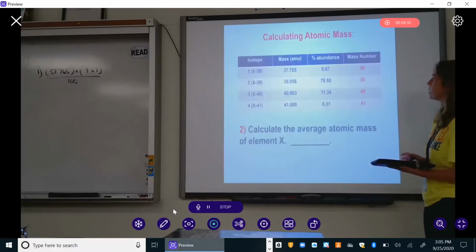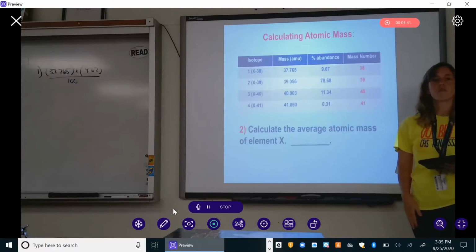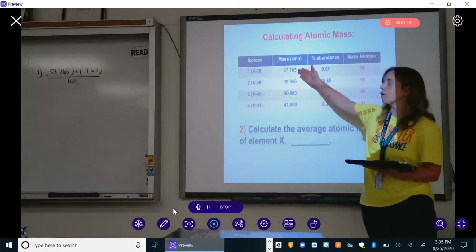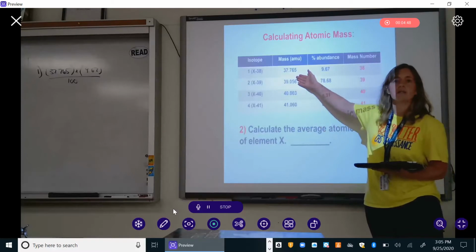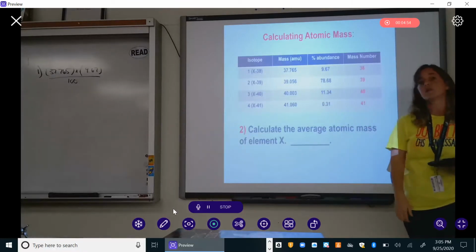Okay? Now, what if we took this a little bit further and tried to calculate the average atomic mass for these individual isotopes? Whenever it's given, I prefer for you guys to always use the given mass, the decimal number, okay? Because it's more accurate. Now, there are going to be occasions in which you get the isotope symbol.